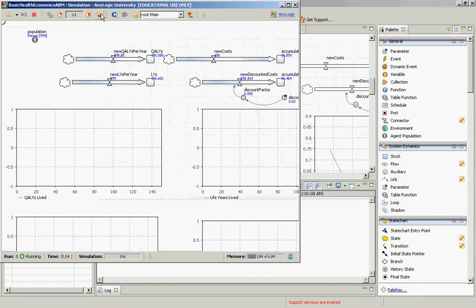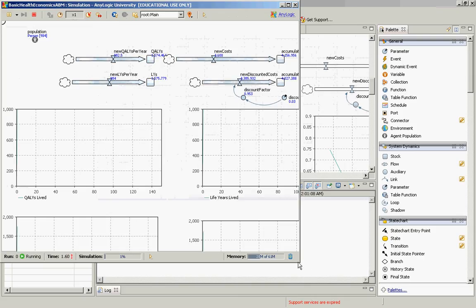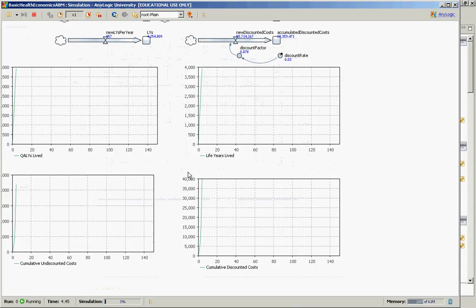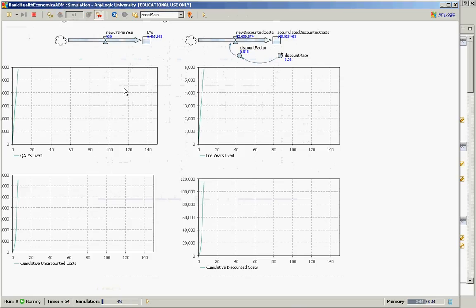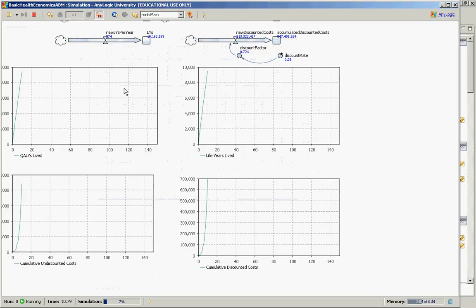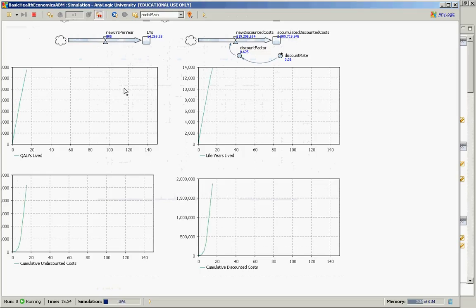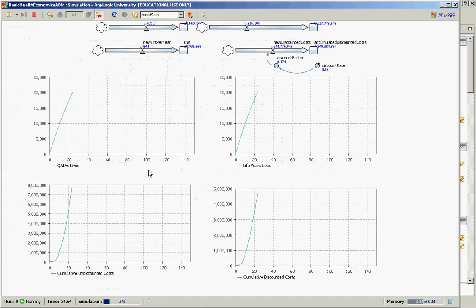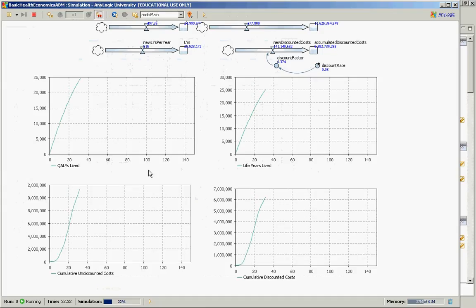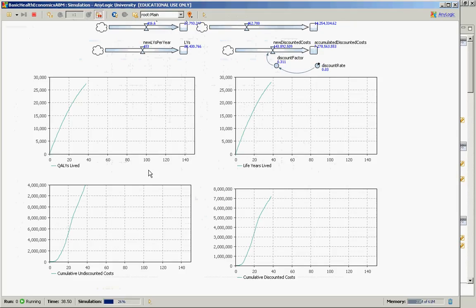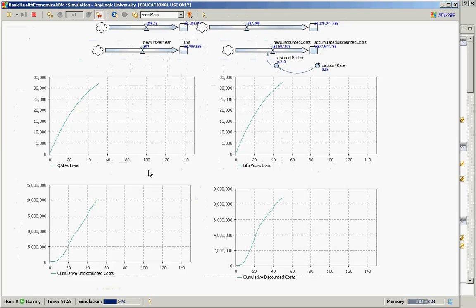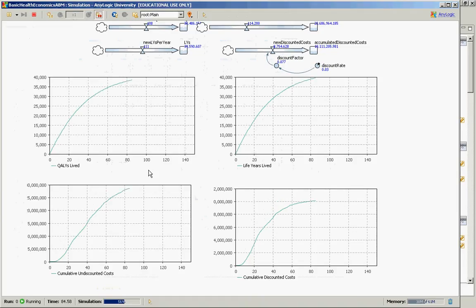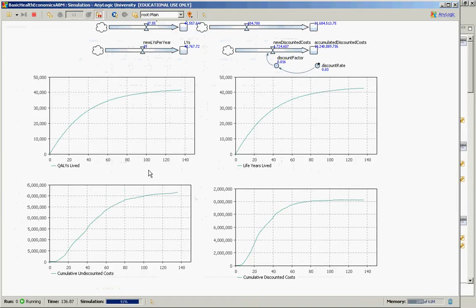So let's go do it on the screen here. So here we have cumulative discounted costs, cumulative undiscounted costs, all are rising. Pull this over so you can get some sense of this, and as can be appreciated, the discounted costs are significantly less than the undiscounted costs. We're getting some truncation here.